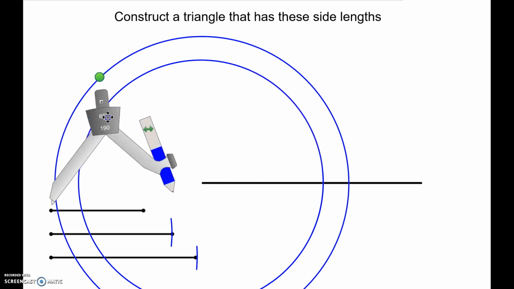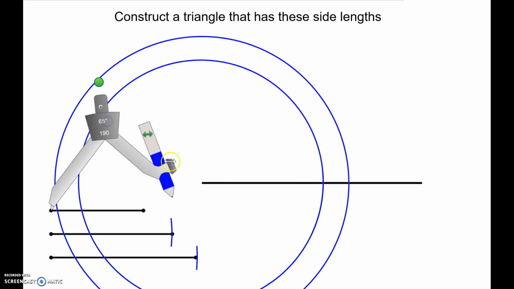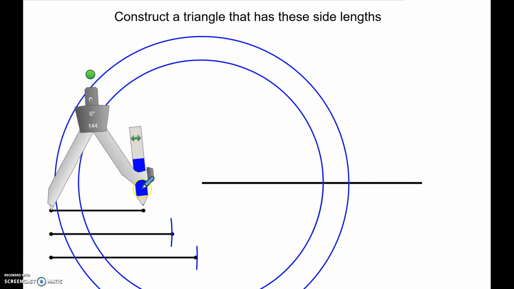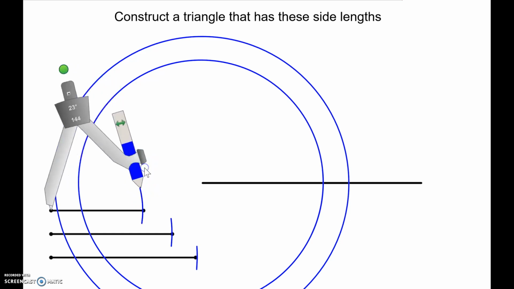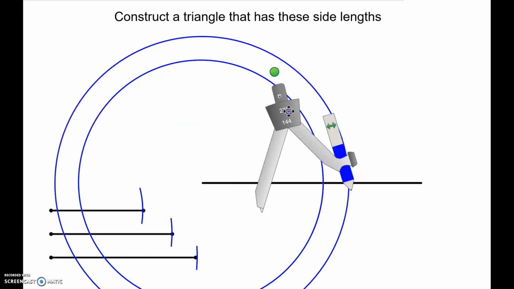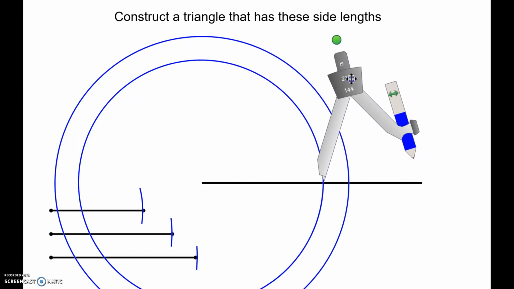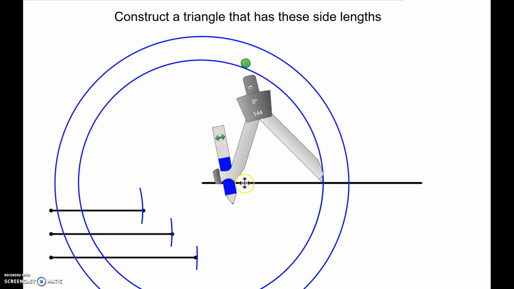And let me do the third segment. And again, I'm going to just mark it off to prove that I've measured it. This time, I'm going to go to the other side, and I'm going to flip my compass around.